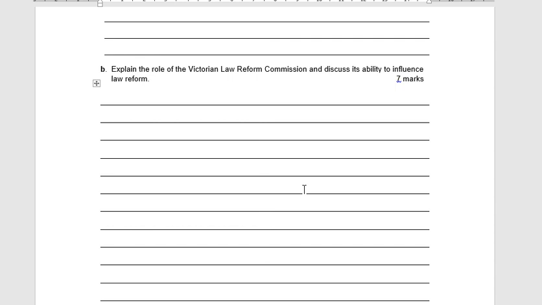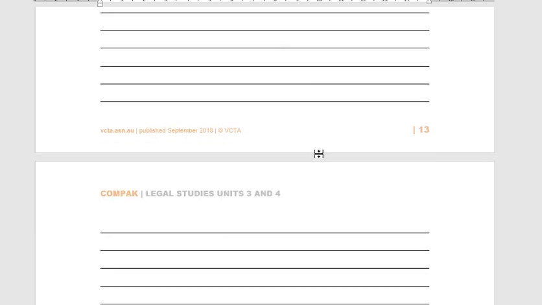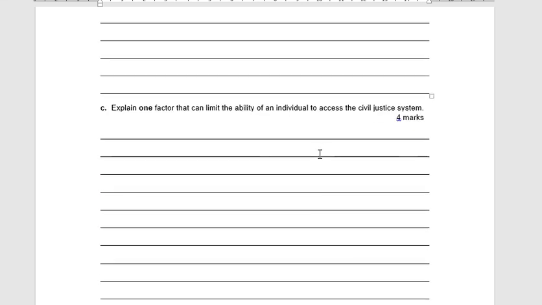Okay, so it's a big 7 marks, probably 3 marks for the explanation, 4 marks for discussing its ability to influence law reform. So let's keep going. Explain one factor that can limit the ability of an individual to access the civil justice system. Okay, so this is talking about cost or time or accessibility.